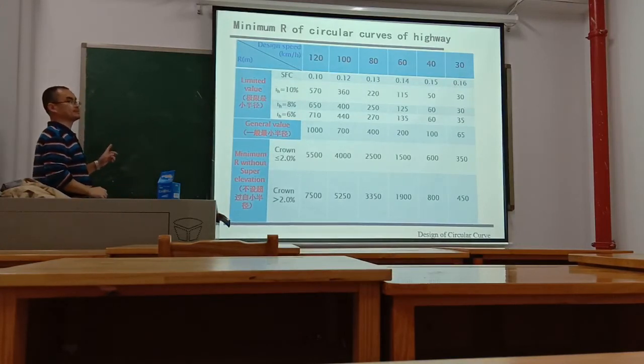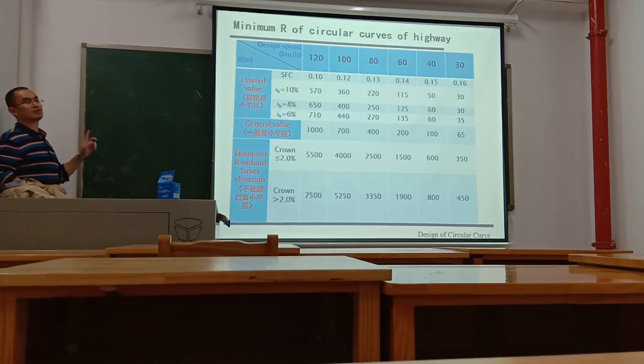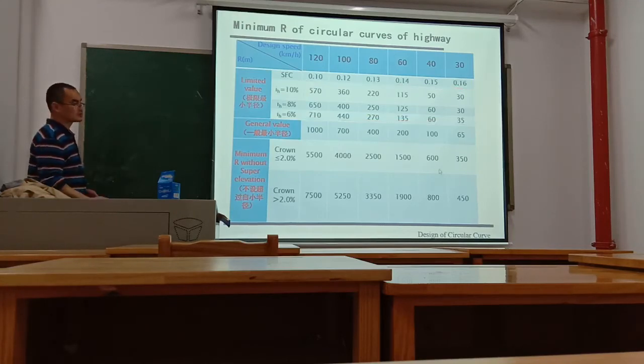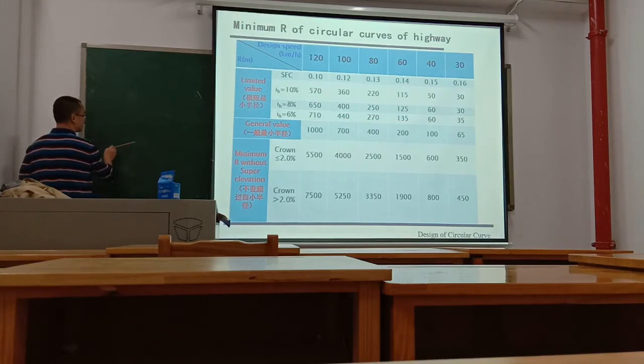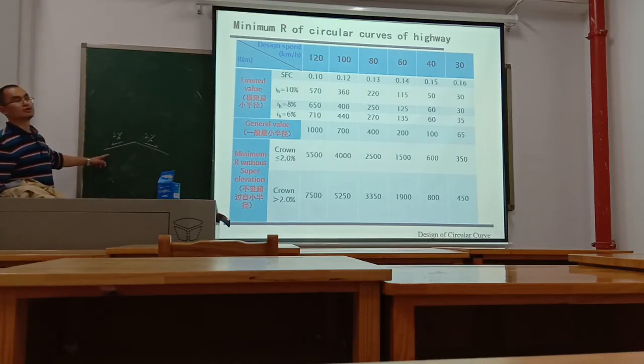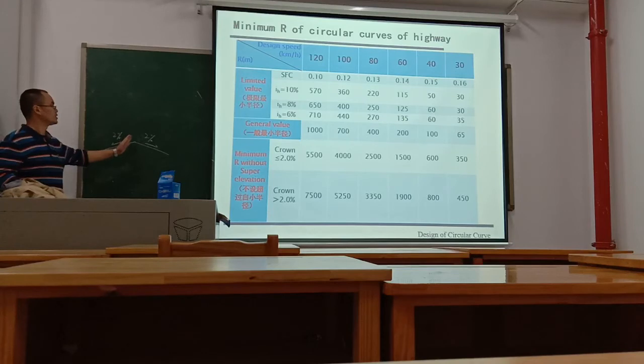On the road section of straight line, the cross slope, the left cross section and the right cross section.